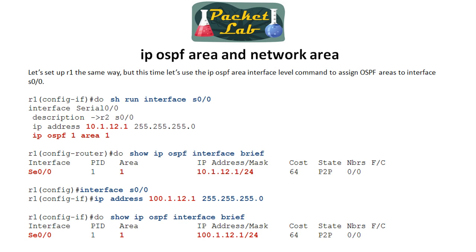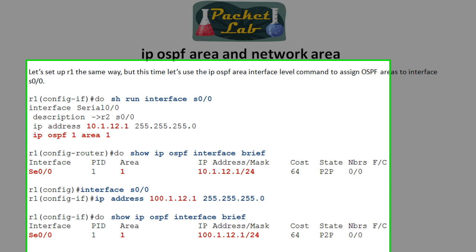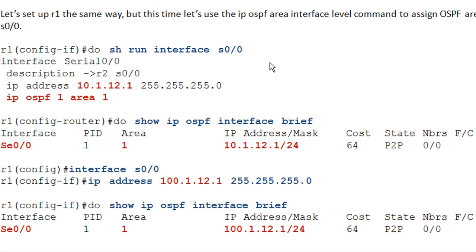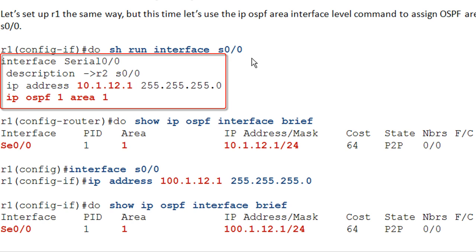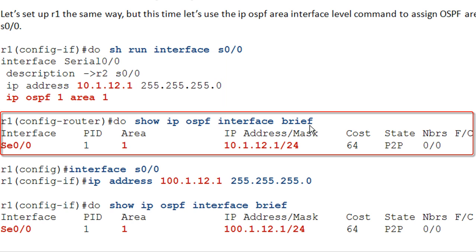Now, if we go through that same scenario, but we use the interface level IP OSPF area command, we'll see a difference in behavior. So here we go, and we're back to normal. We reset this. Instead of using network area commands to assign our OSPF area, we're using the IP OSPF area command under the interface. So take a look at 00/0. You can see it's got the 10.1.12.1 IP address, and we've also assigned it to area 1 in OSPF process 1 with the IP OSPF area command. We do a show IP OSPF interface brief, and booyah, it verifies what I just told you.